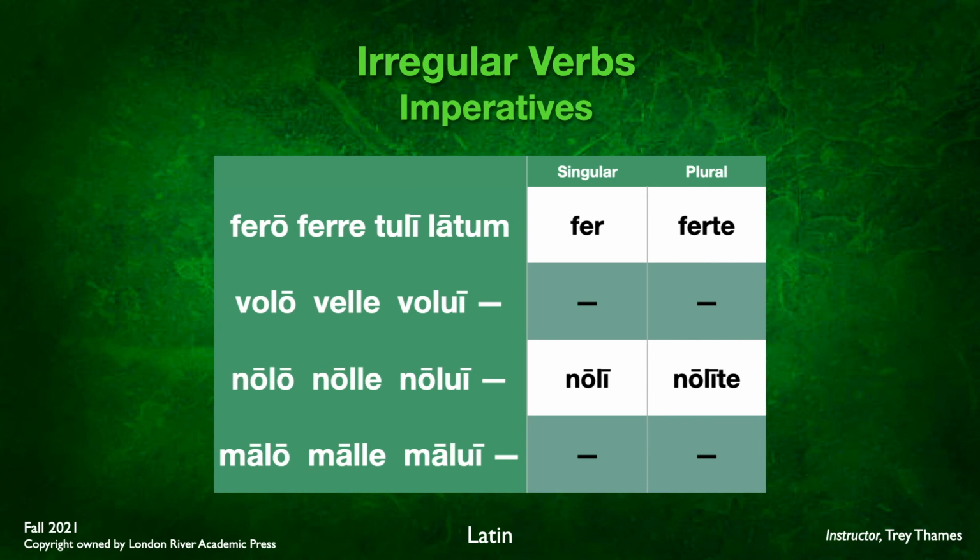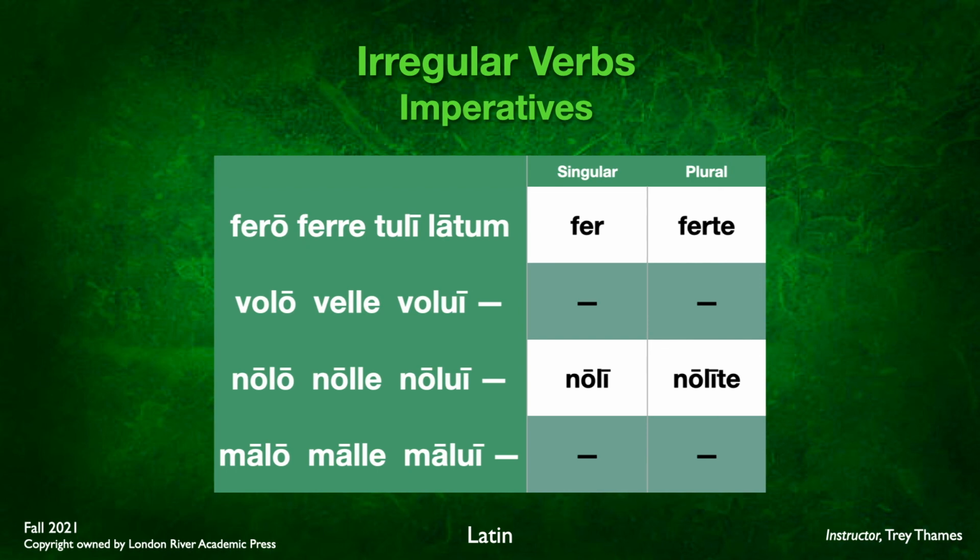Now, for volo and malo, there are no imperative forms at all. We do have nolo. Nolle has noli. We're going to drop the le at the end and add a long i, so it's noli. And then to that we add the typical te, nolite, for a command to more than one person.